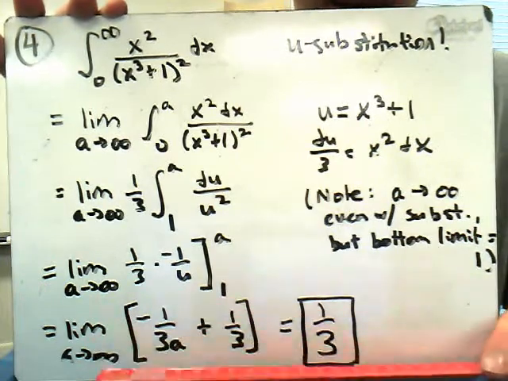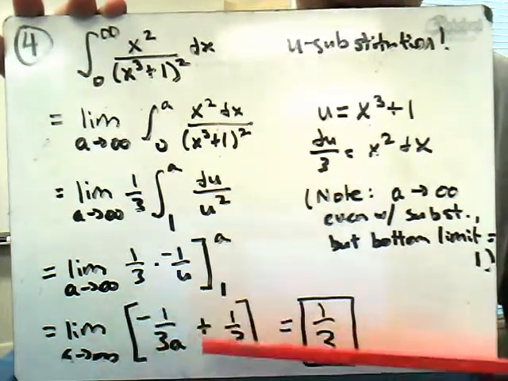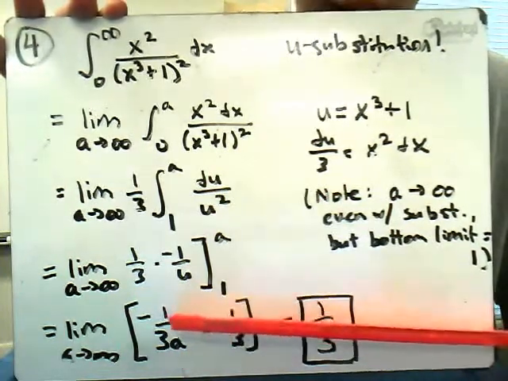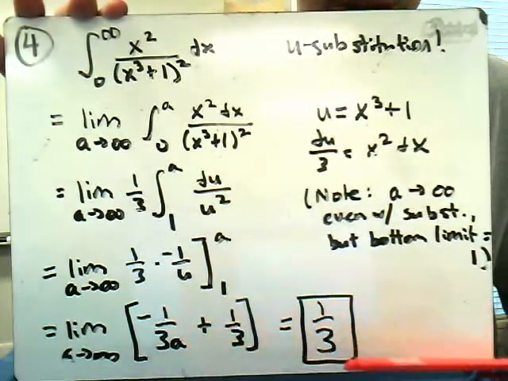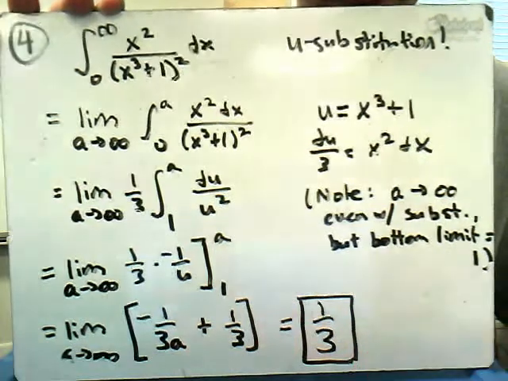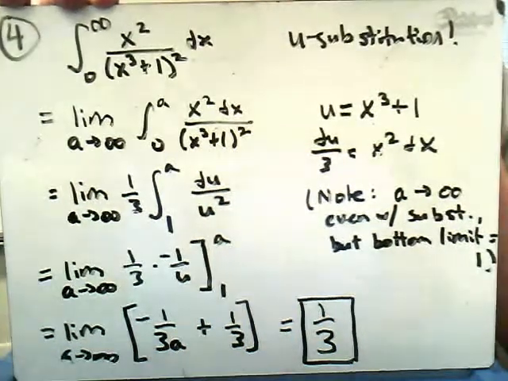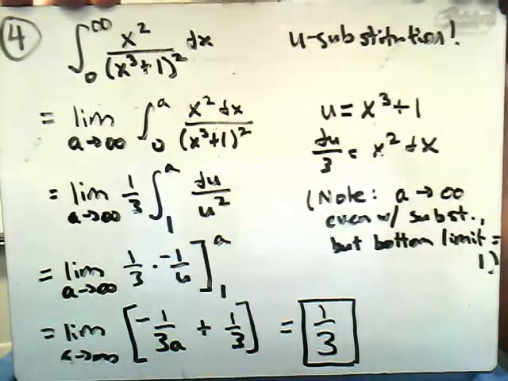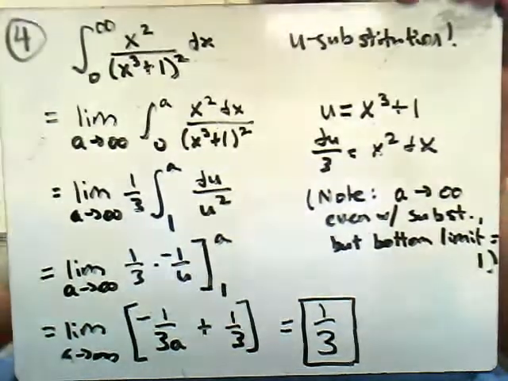Now we need to evaluate the limit as a goes to infinity. The a is the dominant power in the denominator, so this part of the limit will go to 0, so our answer is just positive 1/3. U substitution can be a very valuable trick if you see an inside function, or if you see a function whose derivative is also in the integral.